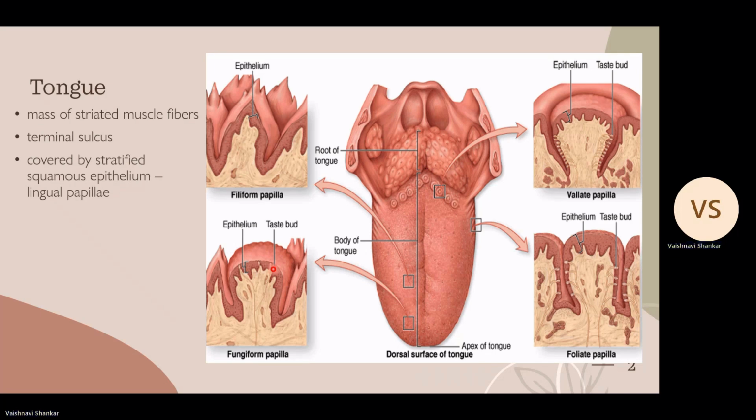Fungiform papillae. It's present among filiform papillae. They are less numerous, lightly keratinized, mushroom shaped, and have scattered taste buds on their upper surfaces. Foliate papillae. They are poorly developed in adults. Vallate or circumvallate papillae are the least numerous and largest lingual papillae with taste buds. 7 to 12 circumvallate papillae normally form a V shaped line before the terminal sulcus. Ducts from several serous salivary glands empty into the groove that surrounds each papilla and wash food particles from the vicinity.